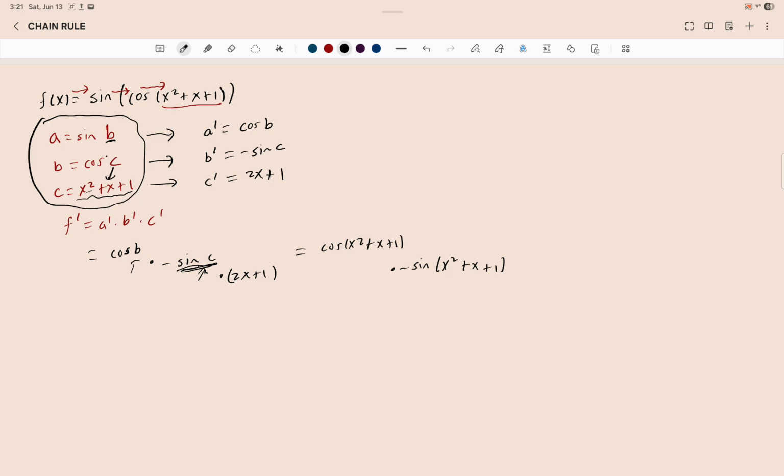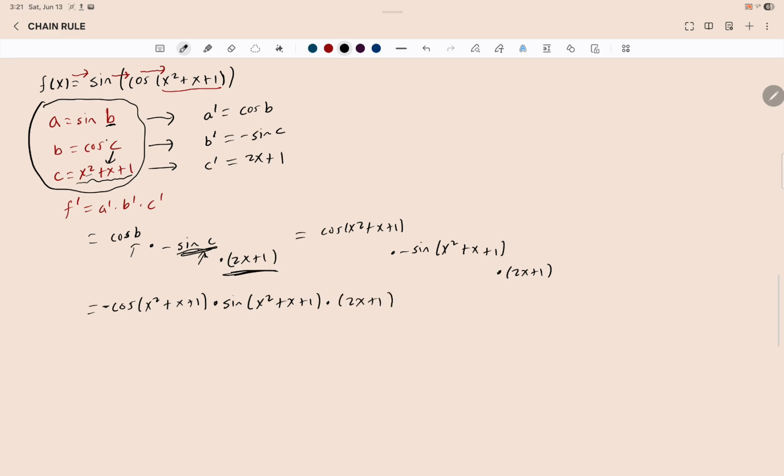Cool. And then finally, this one is fine. So let's just write 2x plus 1. And again, doing a bit of cleanup. It's going to be cosine of x squared plus x plus 1 times, there's a negative there, so I'm just going to pull it to the front: sine of x squared plus x plus 1 times 2x plus 1.